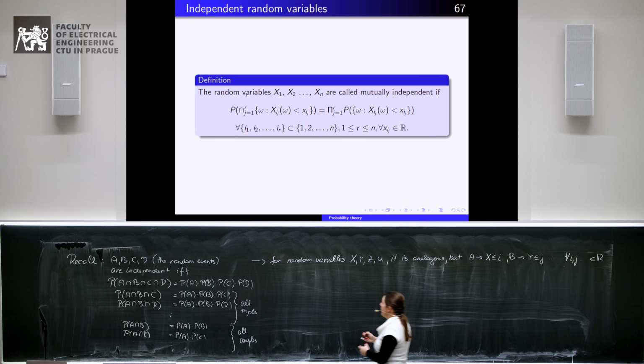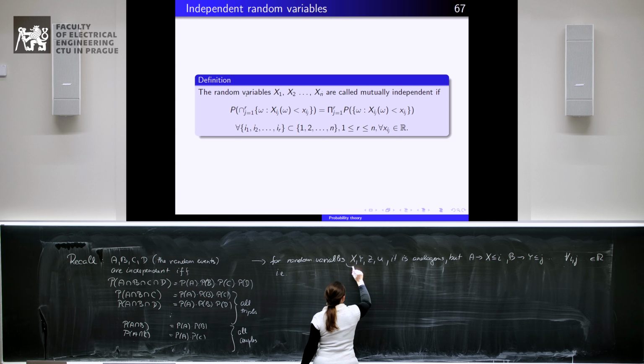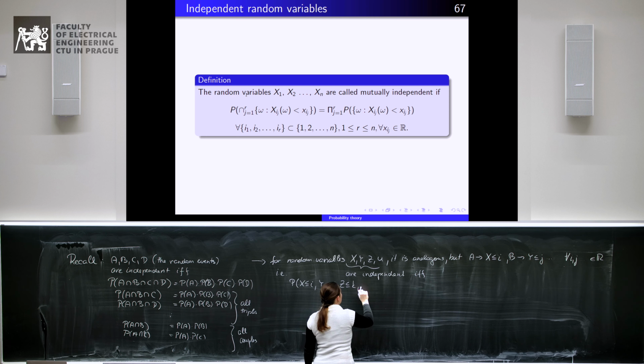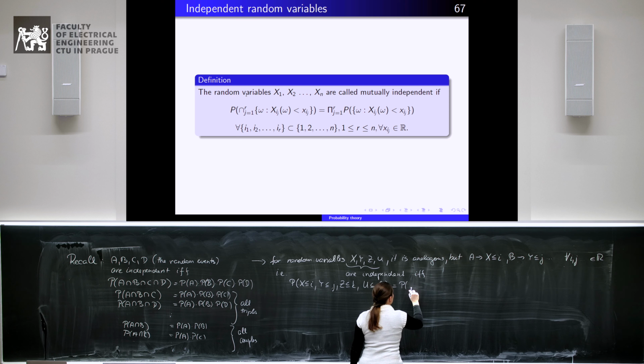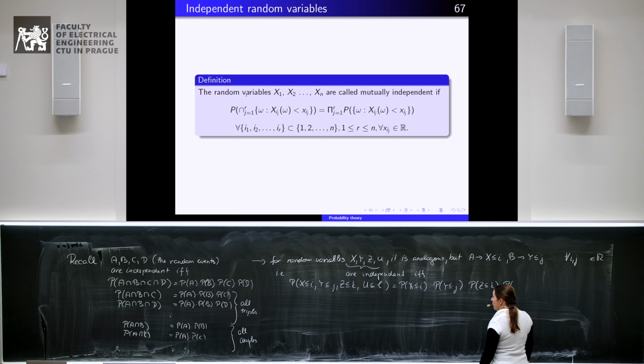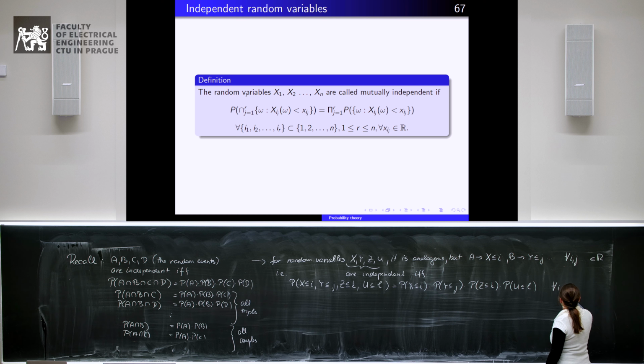Yeah? So it means that x, y, z, and u are independent if and only if the probability that x is less or equal to i, y is less or equal to j, z is less or equal to k, and u is less or equal to l must be equal to the probability that x is less or equal to i times the probability that y is less or equal to j times the probability that z is less or equal to k times the probability that u is less or equal to l, for all i, j, k, l from real numbers.